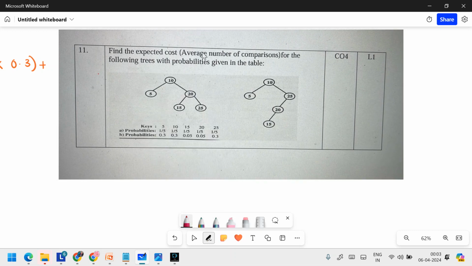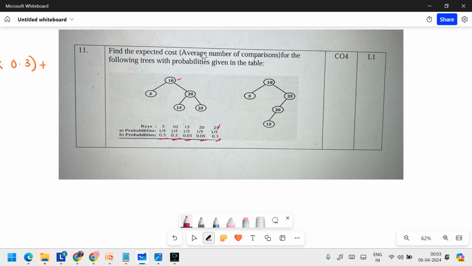Okay. See, these are the trees, and now the probabilities are already given. That is not 0.2. They don't have equal probabilities. They are having different probabilities. So the node 25 is having the probability of 0.3. So now, which one do you think is better? So how do you solve this?